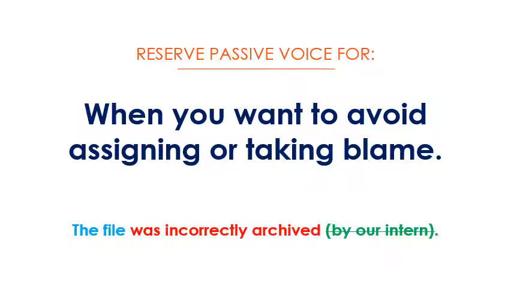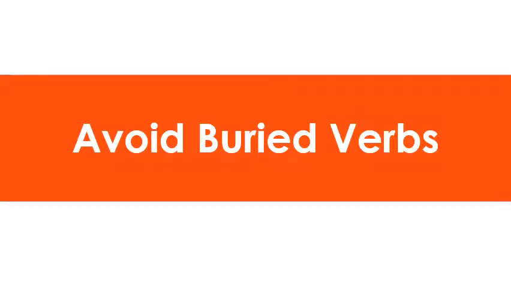Imagine, for instance, that an intern incorrectly archived some files and that it caused a big administrative malfunction in your company. That's obviously a problem, but you also want to be sensitive to the fact that your intern is just learning the ropes. You really don't want to throw them under the bus. And so when describing the incident, you might use passive voice strategically to avoid assigning blame to the intern in question. Okay, enough about active voice and passive voice.